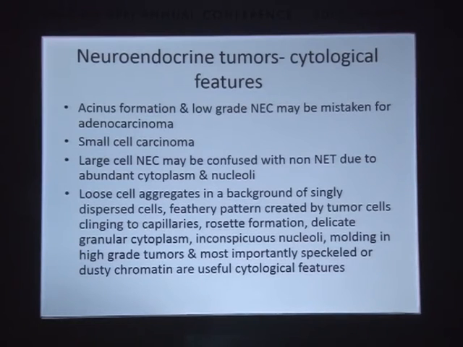So these neuroendocrine tumors, they have acinar formation. These low-grade neuroendocrine tumors may be mistaken for adenocarcinomas. There is a diagnostic problem with small cell carcinomas.